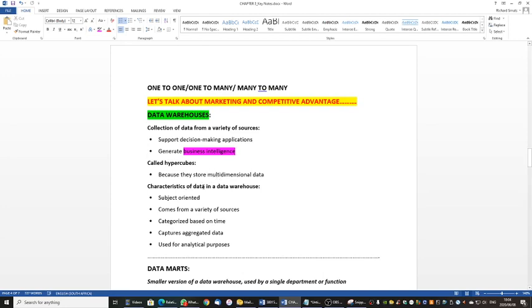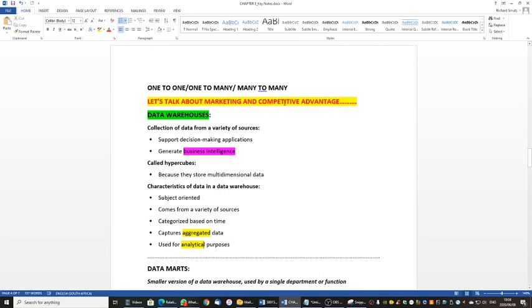Characteristics of data in a data warehouse: it is subject-oriented, and will come from a variety of sources, so it's not just internal. It's categorized based on time. Is it old? Is it new? It captures aggregated data, and aggregated is another word for averaged. And it's used for analysis.